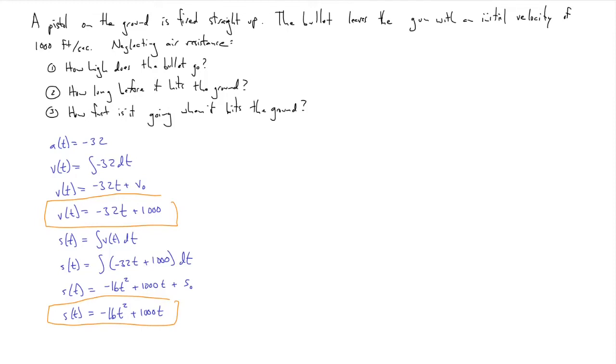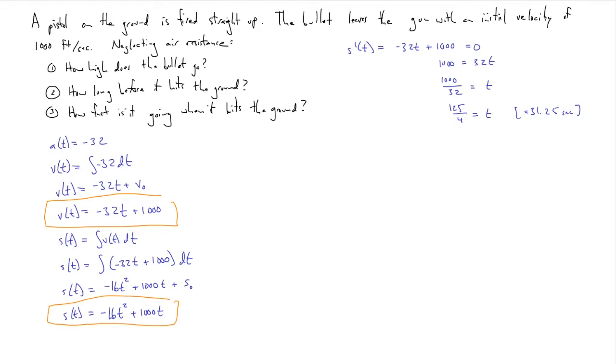The first question, how high does the bullet go? Well, the calculus way of thinking about this is we're looking for a maximum of the position function. How do you maximize a function? You take its derivative, find the critical points, and then find the ones that are relative maxima. The derivative of the position function is negative 32t plus 1,000, which is the velocity function. You set that equal to 0 and solve for t to find the critical points, and you find that there's a single critical point at 125 fourths, or 31 1/4 seconds.